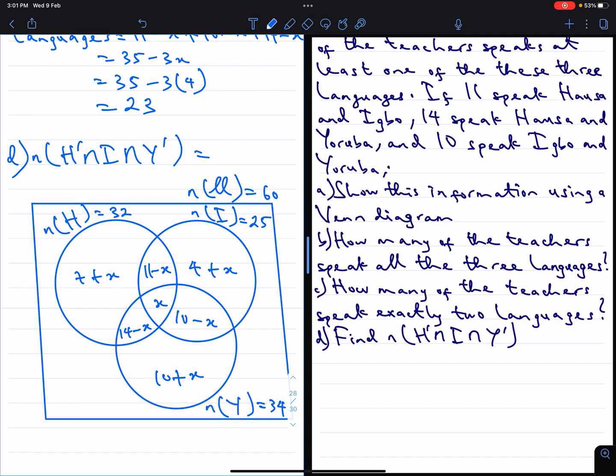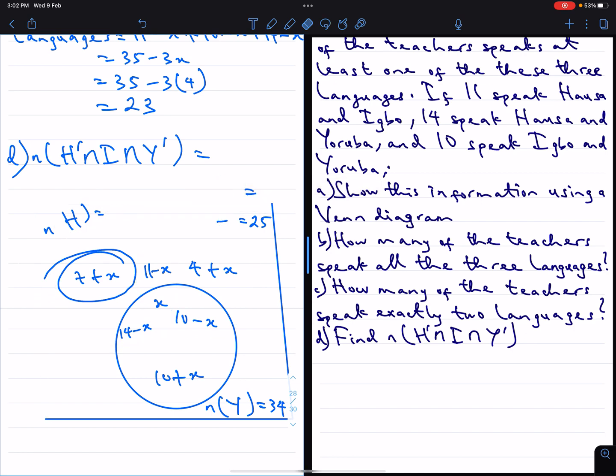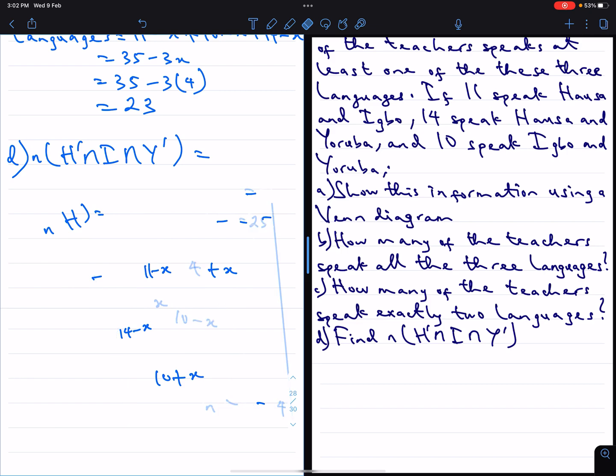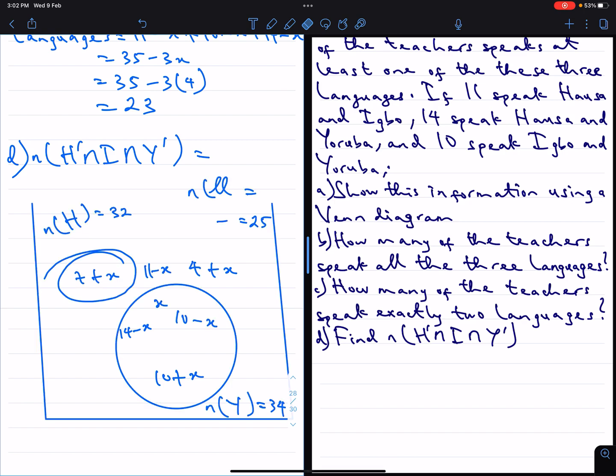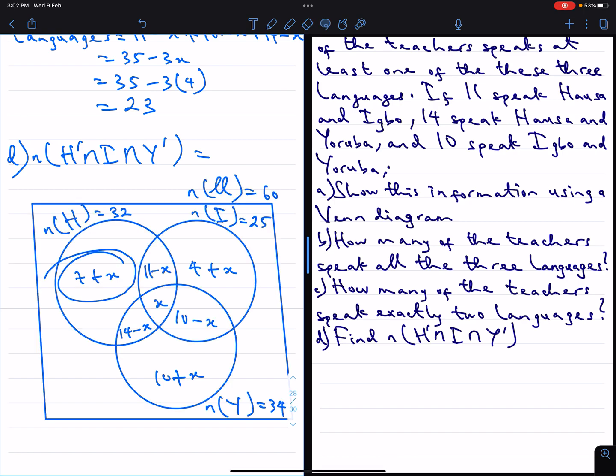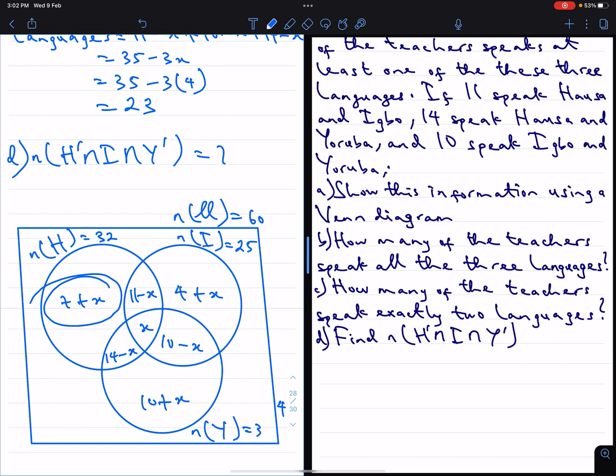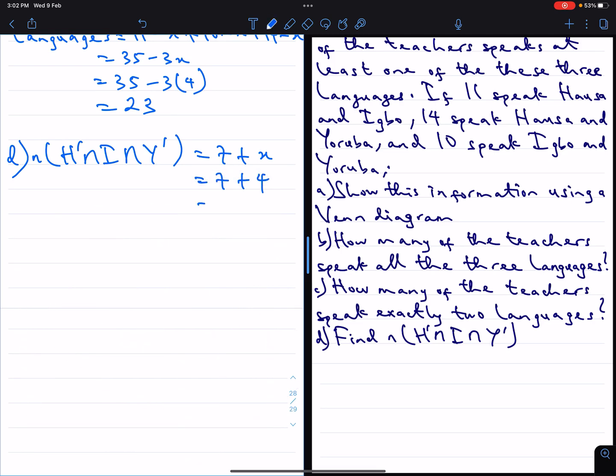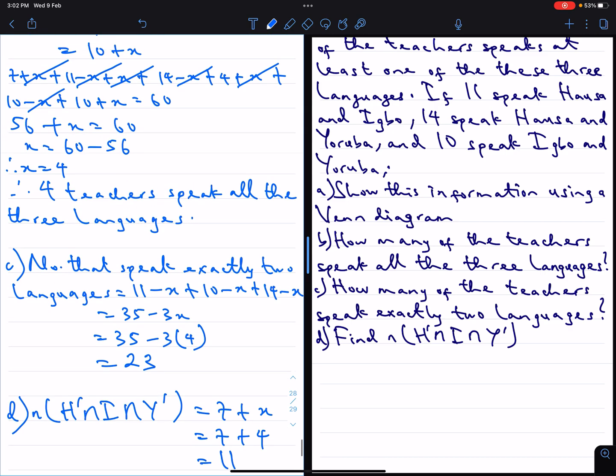What represents only Hausa in the diagram is 7 plus x. That's the set of teachers who speak only Hausa. Number of teachers who speak only Hausa is represented by 7 plus x. Maybe I should bring it back. Yeah, 7 plus x is what represents the teachers who speak only Hausa. So that's 7 plus x, which is 7 plus 4, and that is 11. Therefore 11 teachers speak only Hausa, and that's it.